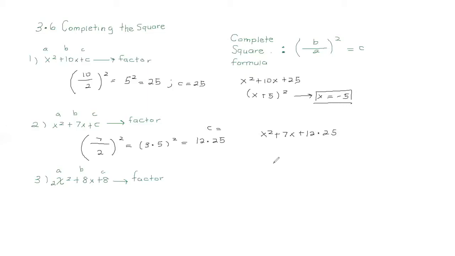Because this equation is not easily factorable, we're going to use the quadratic equation. So if you remember, the formula for the quadratic equation is negative b plus or minus the square root of b squared minus 4ac all over 2a. So our b value in this equation is 7.